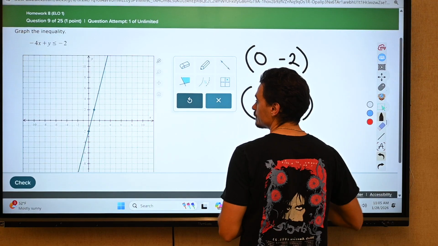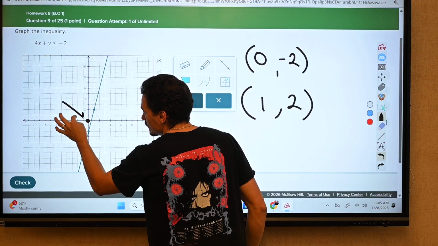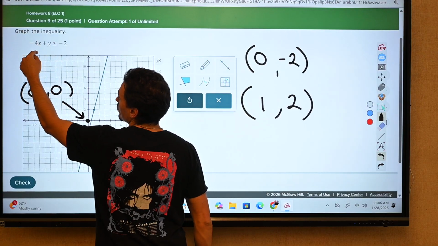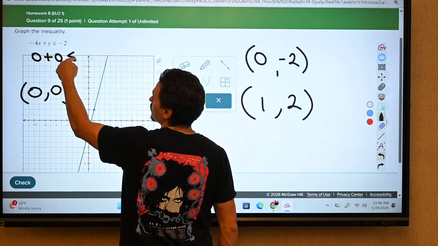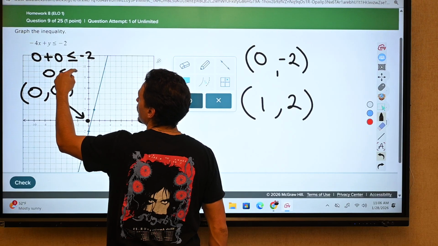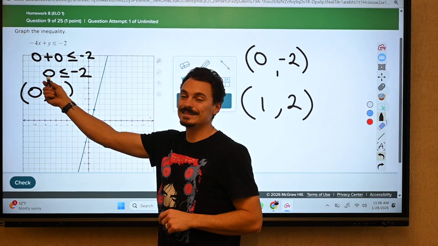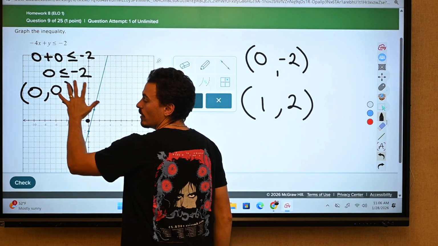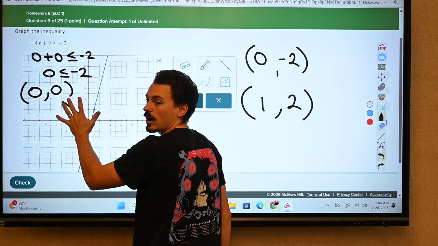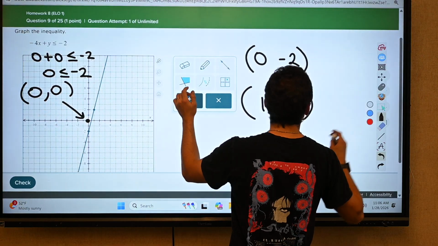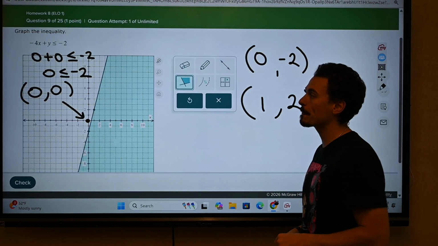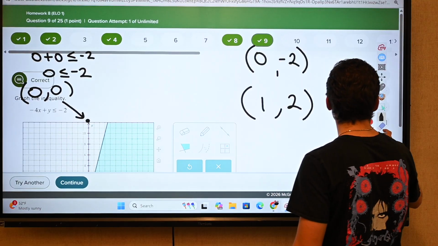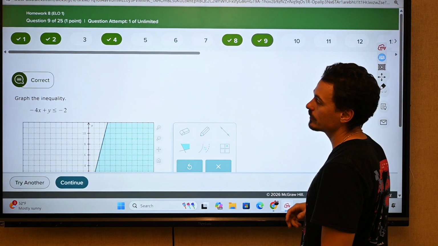You're going to check by checking the point 0, comma 0 in the equation. Okay? So if x is a 0, we get 0 plus 0 is less than or equal to -2. We get 0 is less than -2. Okay. 0 is not less than -2, which means that 0, comma 0 being on the top side of the graph is not going to be shaded. The other side will be shaded. So we'll shade this side. Okay? Let's check it. Okay, correct. Nice. That's awesome.